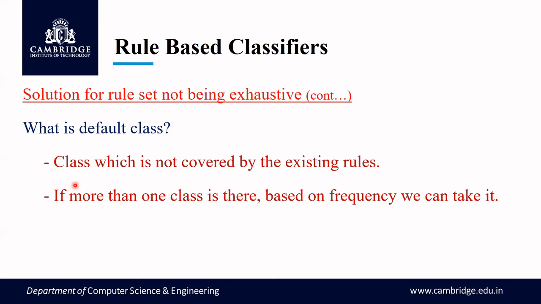And suppose there are more than one such classes present for which there is no rules defined, or there is a rule set which has considered all the possible classes, yet it is not able to classify the test record. In such cases, the default class will be that class whose frequency is greater. When I say frequency, what is that frequency? It is the number of times a particular class is repeated in the training set. So using this, you can overcome the problem of exhaustiveness.